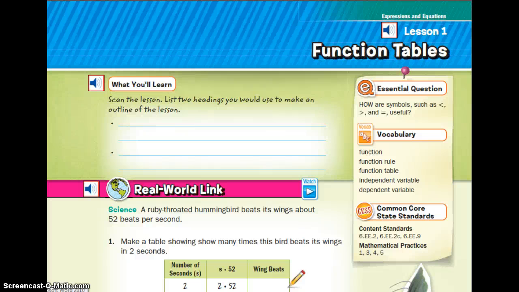We're on Chapter 8, Lesson 1, Function Tables. Please turn with me to page 579.